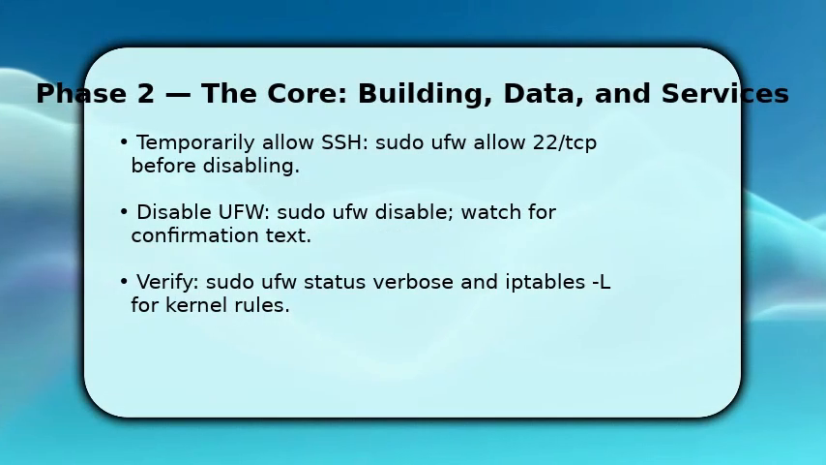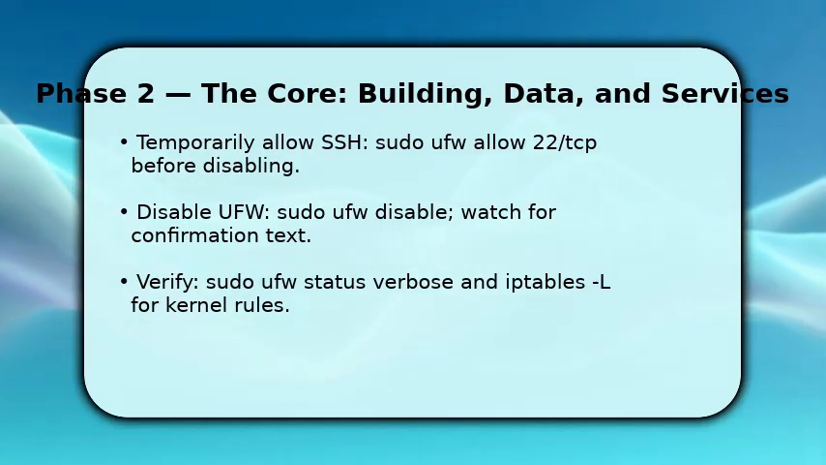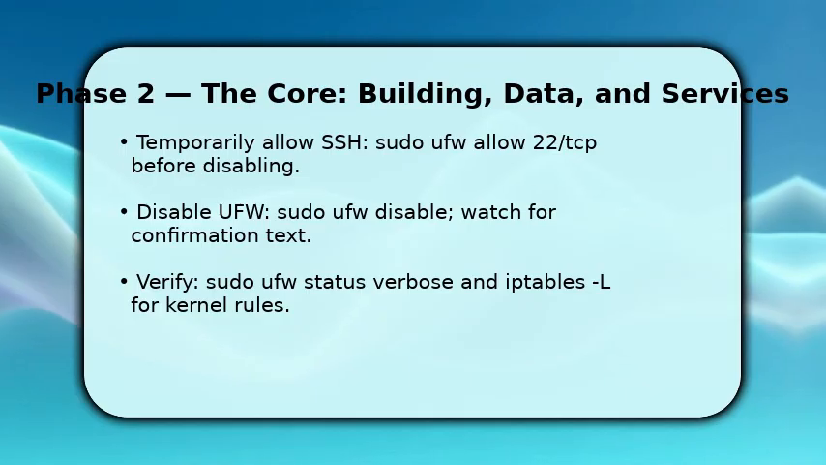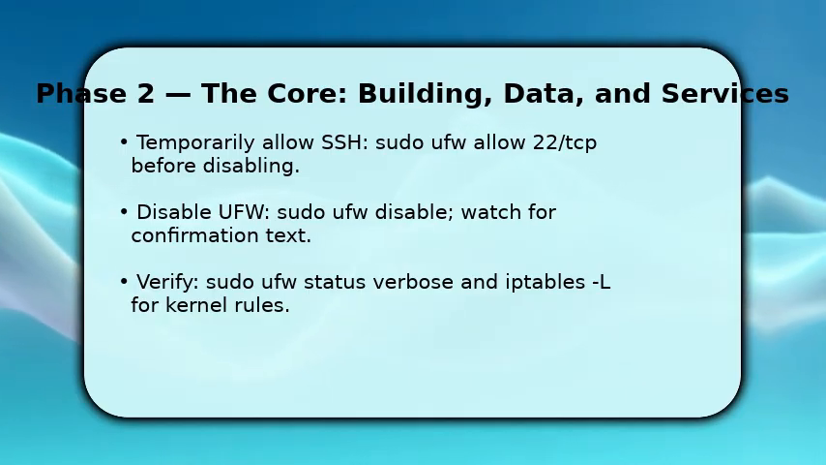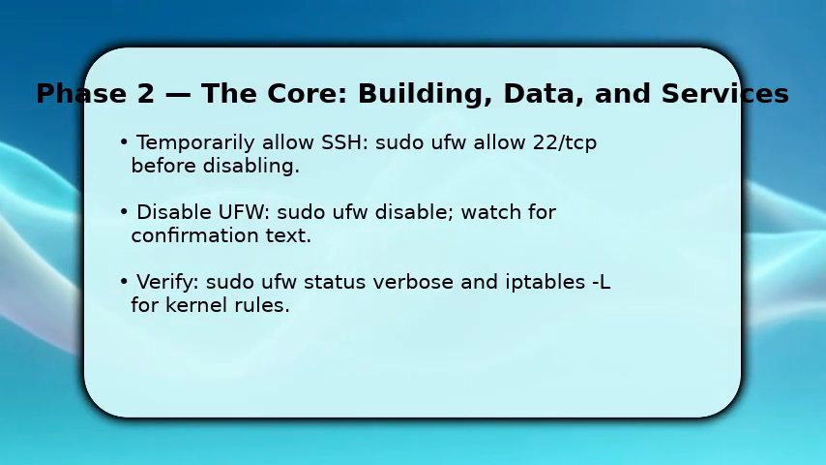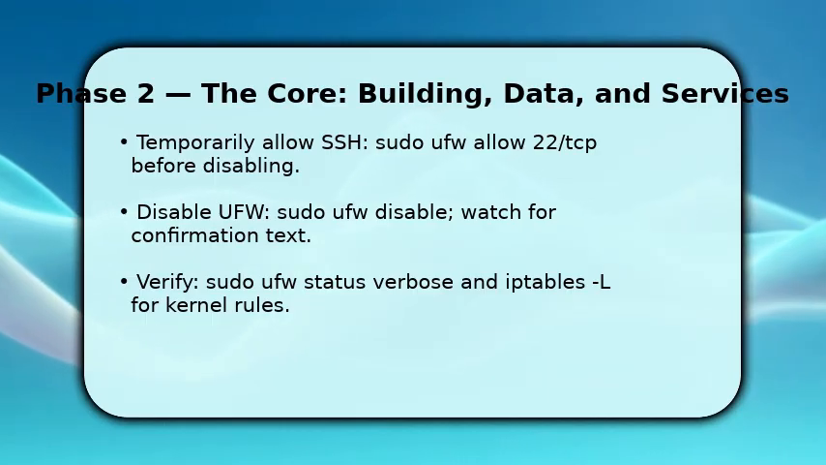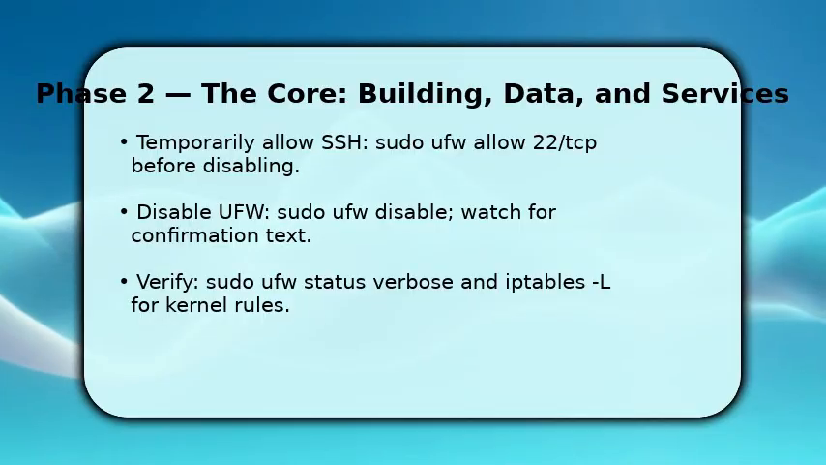You will now perform the central commands to turn off the firewall safely. First, allow SSH traffic with sudo ufw allow 22/tcp if you manage the machine remotely. This prevents accidental lockout. Then run sudo ufw disable and read the confirmation. This command flips the UFW policy off but does not remove rules.